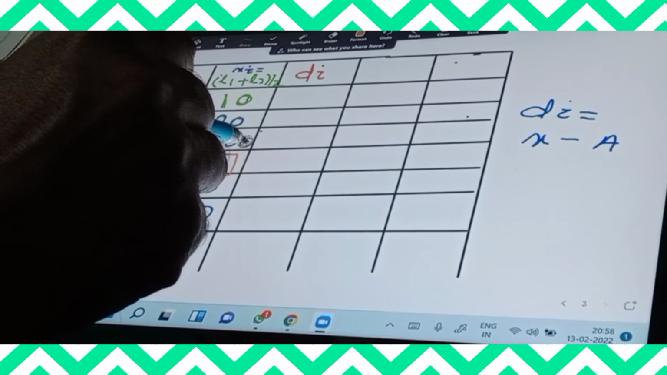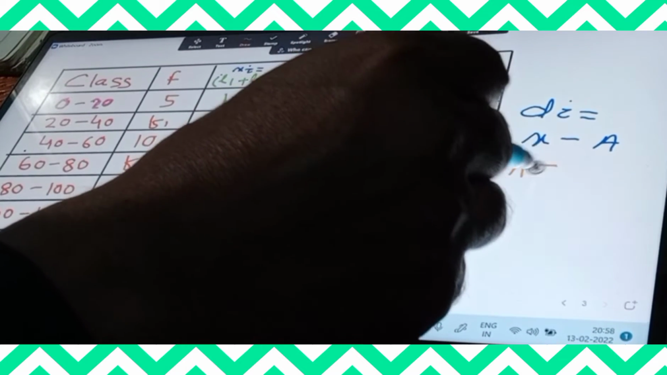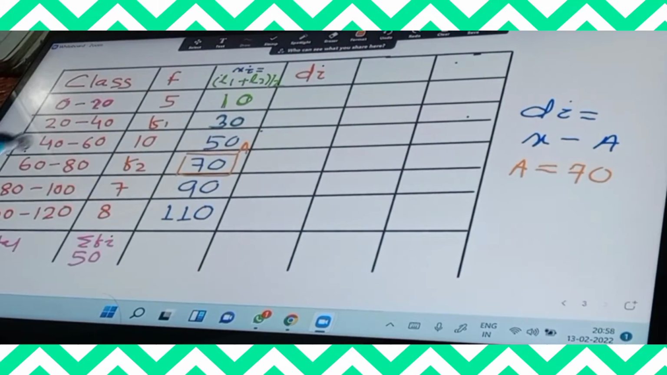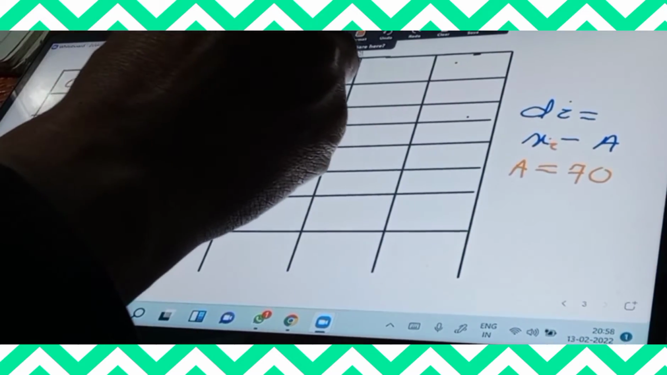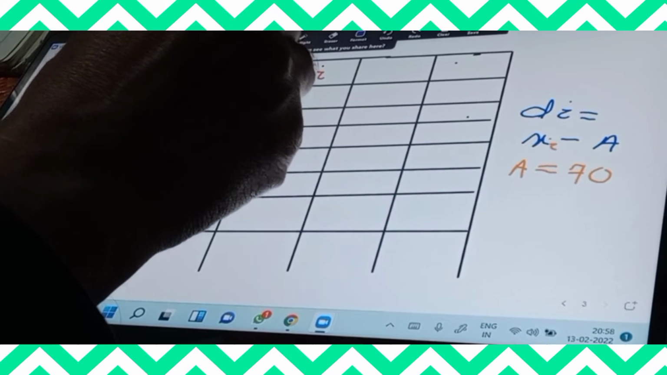Okay, make a rectangular box. This value is taken as a. So you take a is equal to 70 as the starting point. Understand? Then you find out di is equal to xi minus a. di is equal to xi minus a.